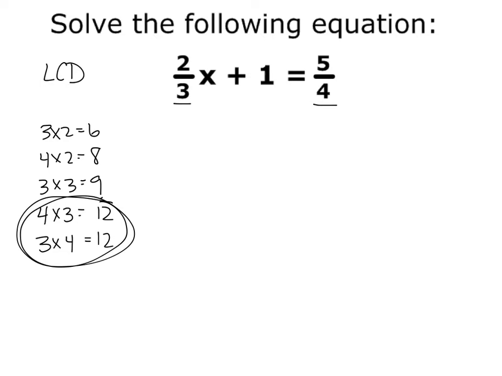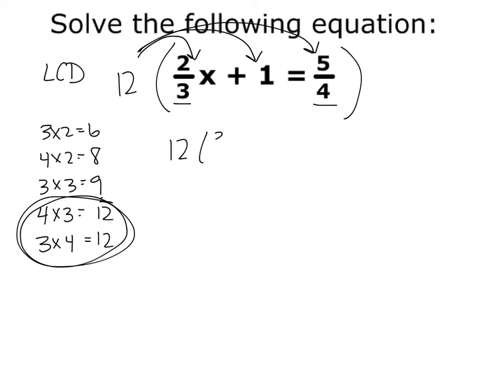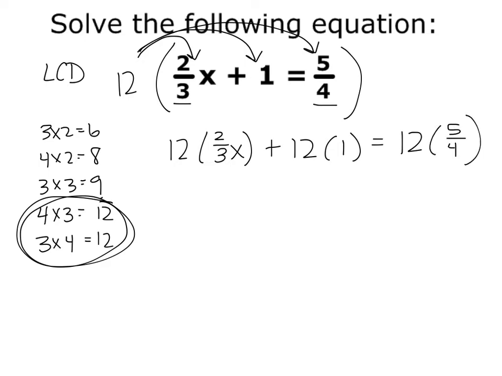So what you're going to do is multiply the entire equation by 12. This is going to look like a distributive property: 12 times 2/3 x, 12 times 1, and 12 times 5/4. So we have 12 times 2/3 x plus 12 times 1 equals 12 times 5/4. The reason I wrote this all out is so that we can have a 12 for each individual component. So put these all over 1 where you need it.